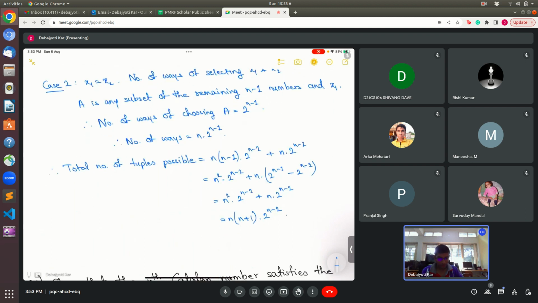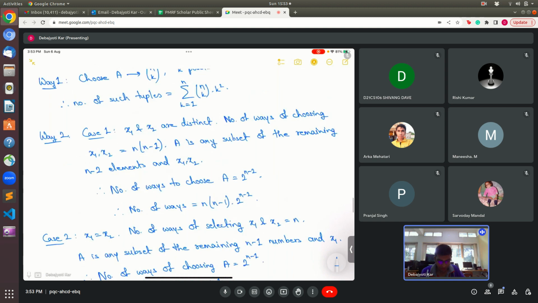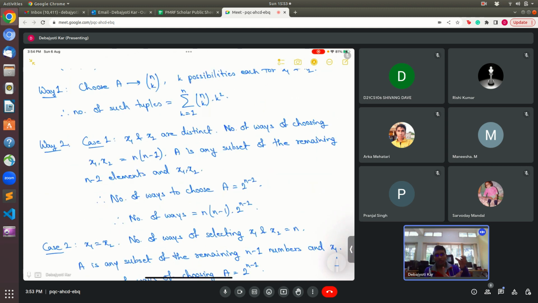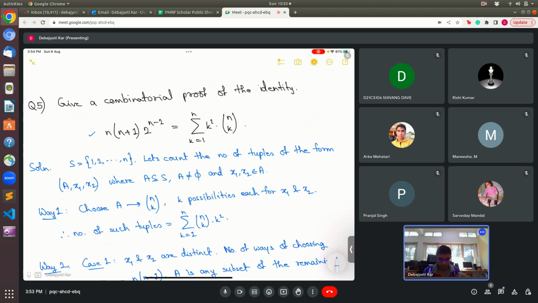So just in brief, we counted the number of tuples of the form A, x1, x2, where A is a subset of S and x1 and x2 belong to A, in two ways. Either we choose A first and from A we choose x1 and x2, or we choose x1 and x2 first and from that we build A. These are the two ways of counting this, and by this we get this identity.